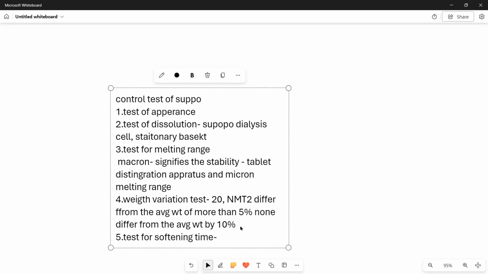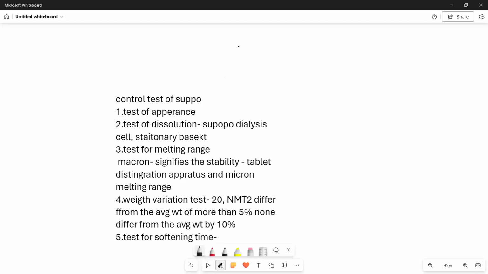So basically, we take a glass rod. Let me draw it. This is the suppository base, and we take a glass rod and try to penetrate into it while we increase the temperature. Then we determine how much time the rod takes to penetrate into the suppository base.